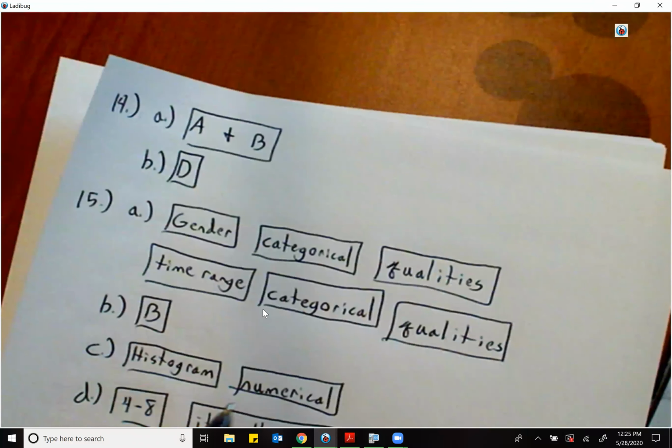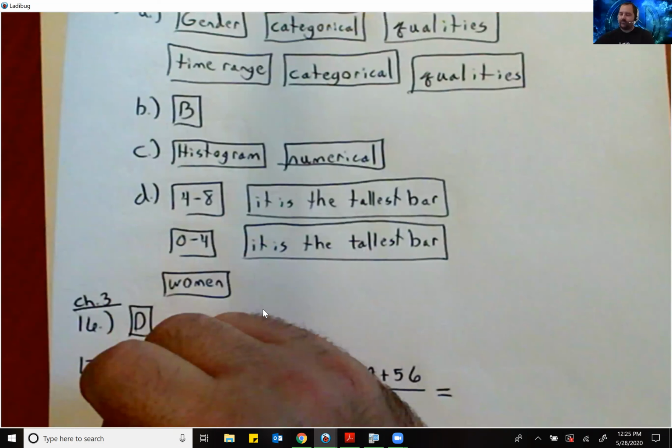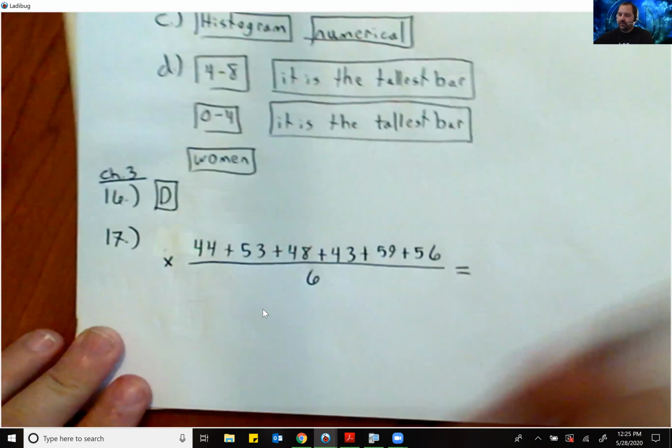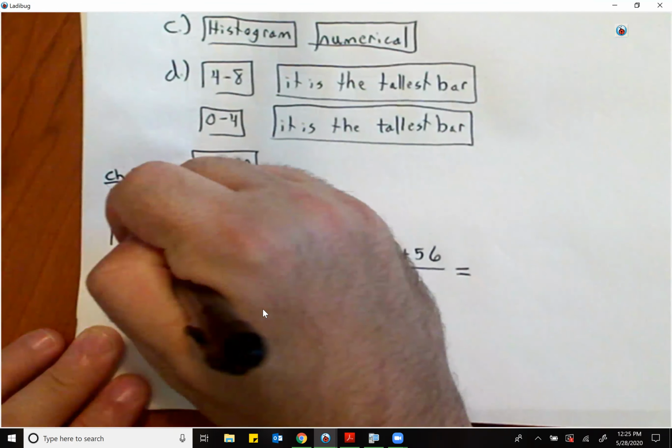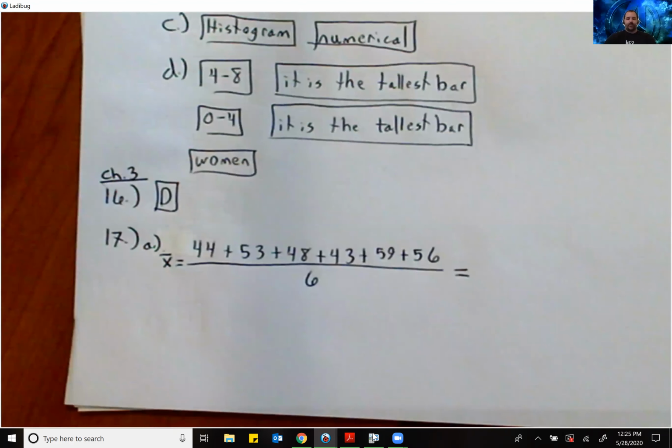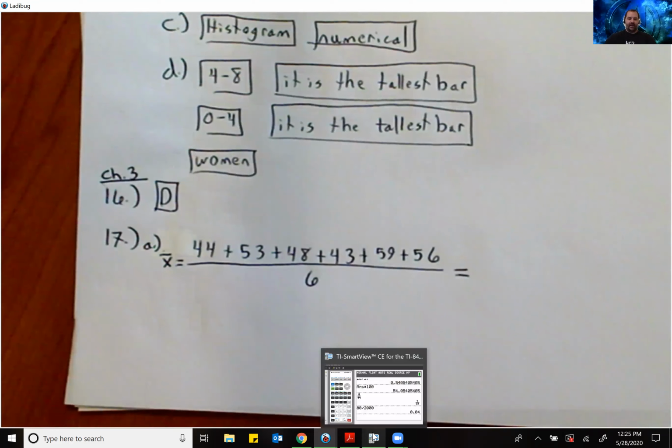The X with the line, we call that X bar. Okay. So I'm not going to run this by hand, just so you know, but let's talk about how we do this in the calculator.